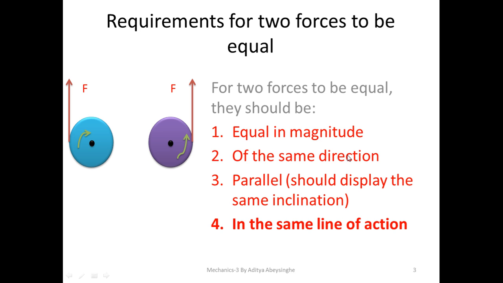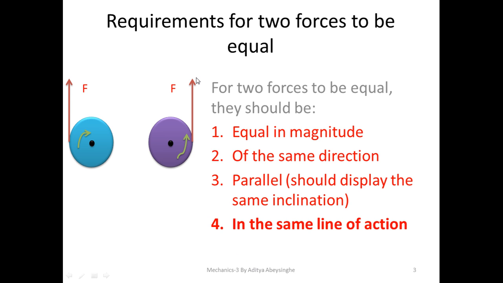One requirement is that they should be equal in magnitude. That's evident, because even if force were a scalar, if two forces are to be equal, they should be equal in magnitude. And force, unlike scalars, is a vector, so it has some direction, and they should be of the same direction. What I mean by the same direction is that if this force is pointing upward, this force should also be pointing upward.